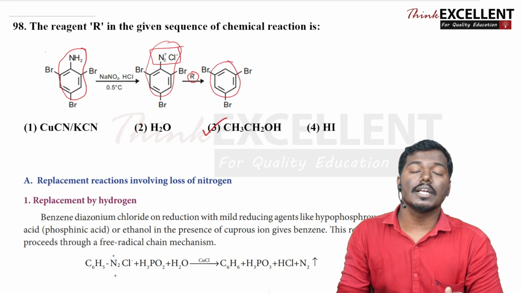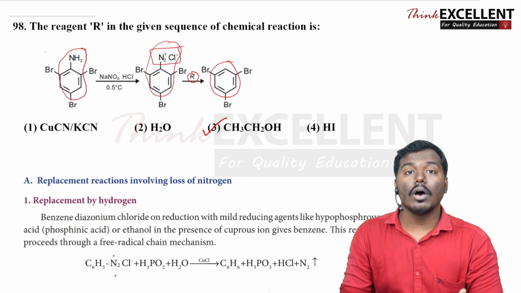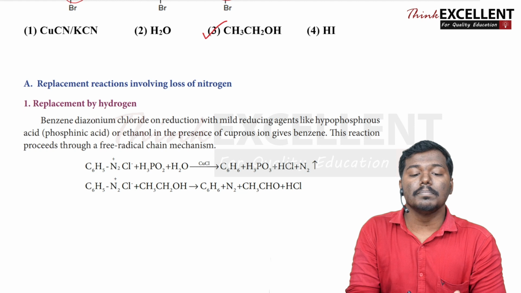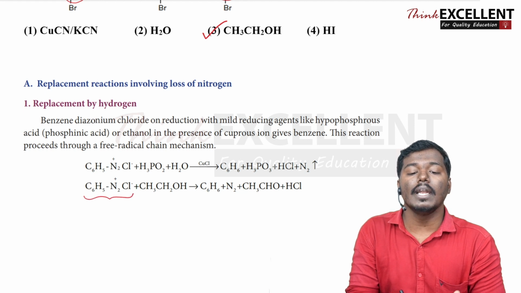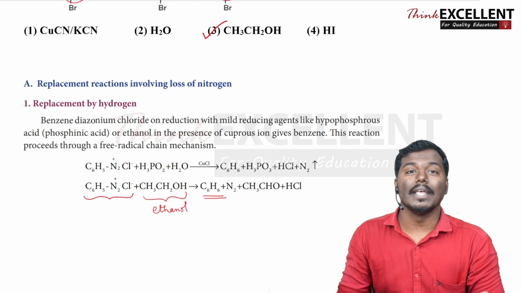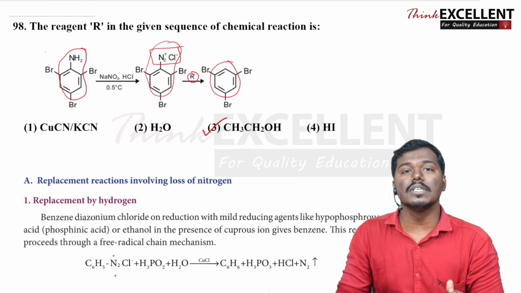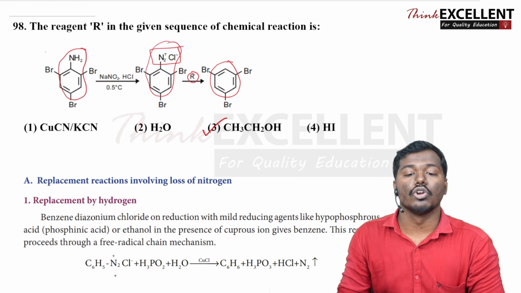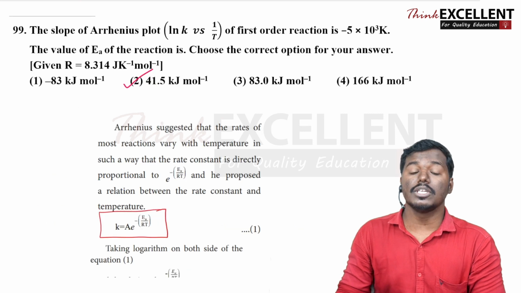So அப்படி இந்த ரியாக்ஷன் நம்ம கன்சிடர் பண்ணோம்னா, நம்ம organic nitrogen compounds ல we have studied, you can see that when this benzene diazonium chloride is treated with the ethanol, it is forming the benzene, right? So அப்ப எந்த reagent use பண்றோம் to form benzene from this benzene diazonium chloride? That is the ethanol. Okay, so next we are going to question number 99.